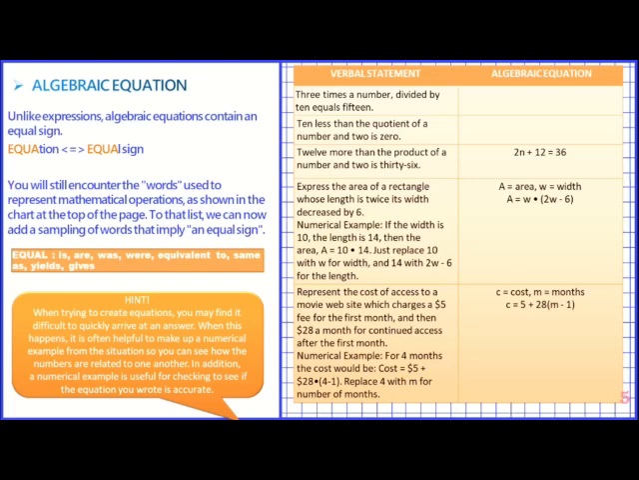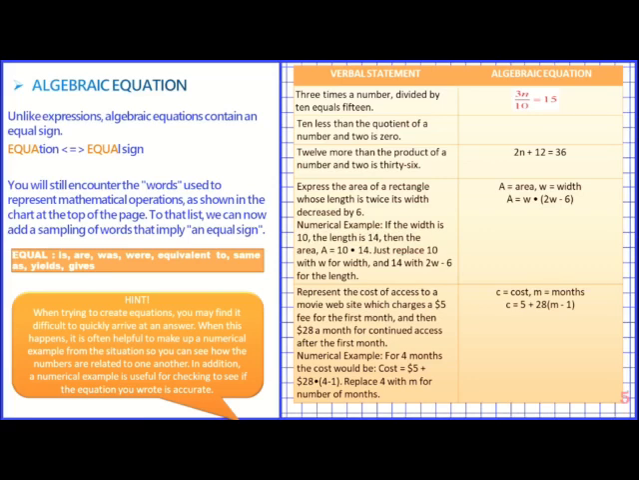When trying to create an equation, you may find it difficult to quickly arrive at an answer. When this happens, it's often helpful to make up a numerical example from the situation so you can see how the numbers are related to one another. In addition, a numerical example is useful for checking to see if the equation you wrote is accurate. Look at that table. There are verbal statement and algebraic equation.